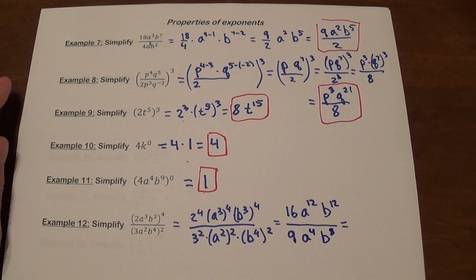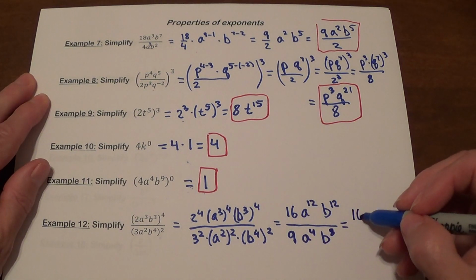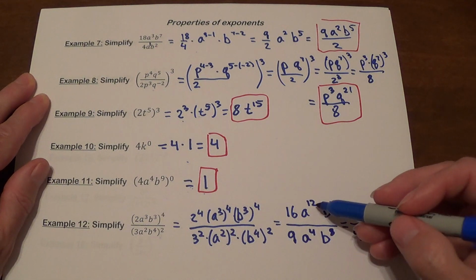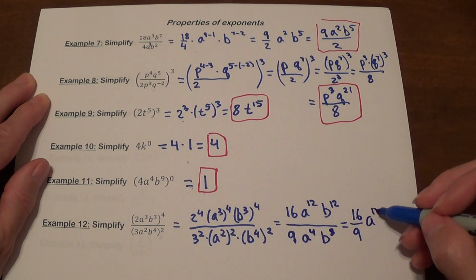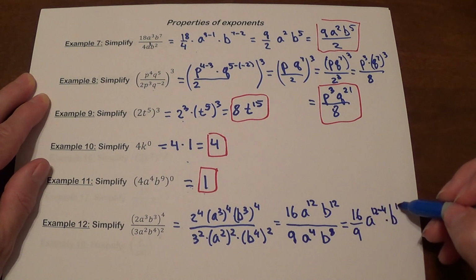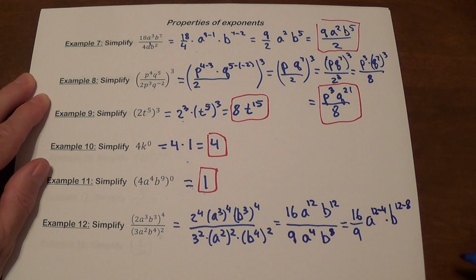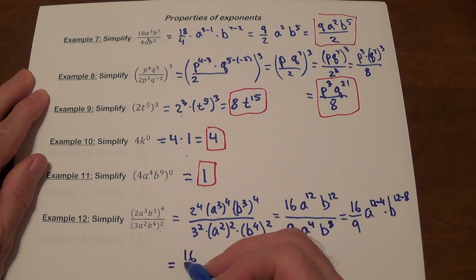So now we can simplify that. Can't do anything with 16 and 9, I'm going to leave that. We are going to subtract the exponents since we're dividing, so it's going to be a to the power 12 minus 4. It's going to be b to the power 12 minus 8. Okay, and now we're going to need to finish this. So it's 16 over 9.